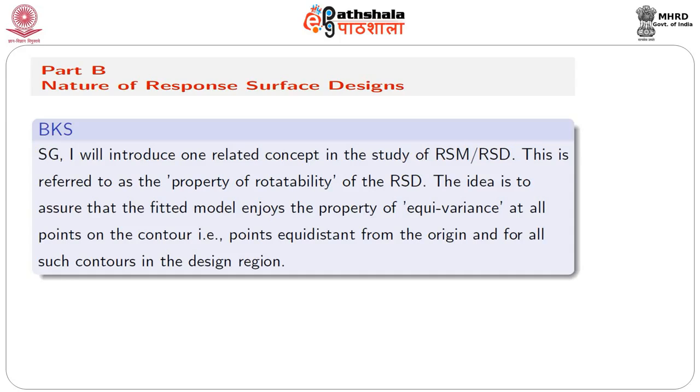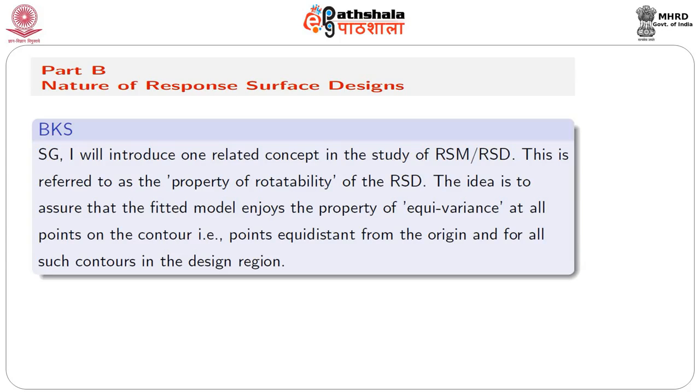Rotatability means the variance of the estimated response at a point x1, x2 will depend only on the distance of the point from the origin. That means it will depend only on x1 square plus x2 square. If the variance of the estimated response at any point x1, x2 is a function only of x1 square plus x2 square, in other words, a function of the square distance of the point from the origin, then this will be invariant at all points which are equidistant from the origin. Equidistant means x1 square plus x2 square equal to constant.